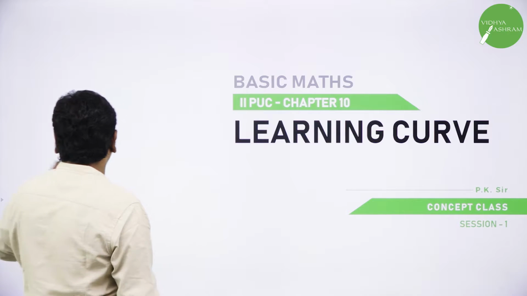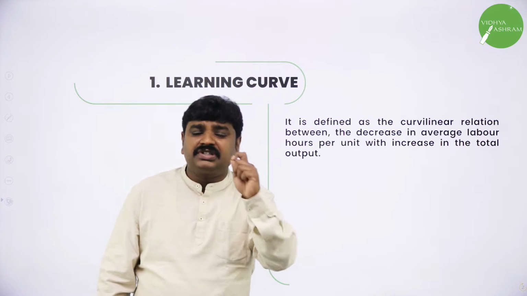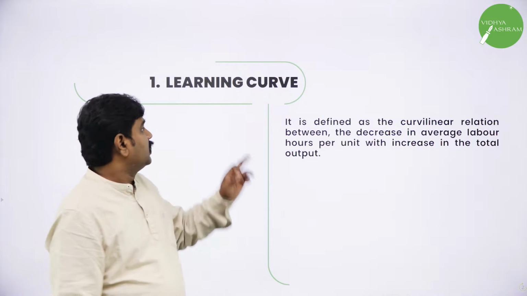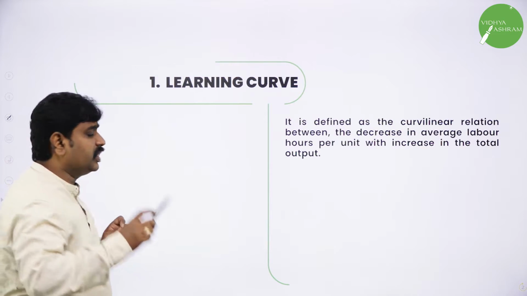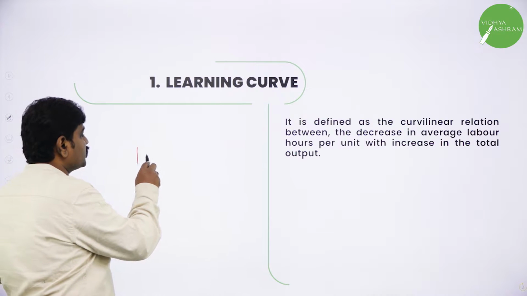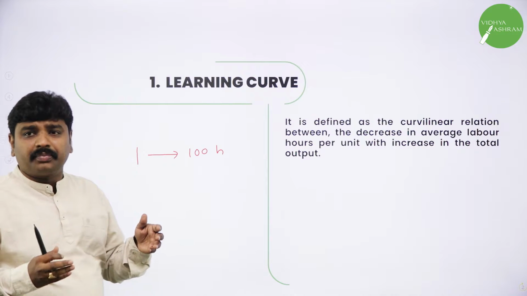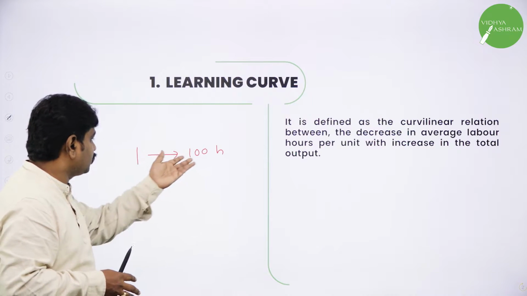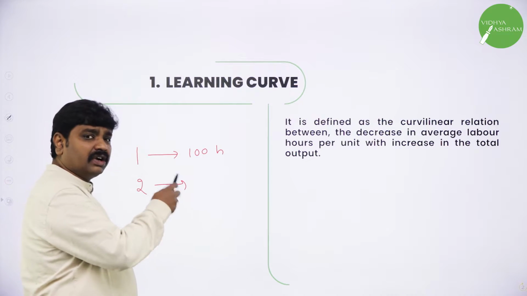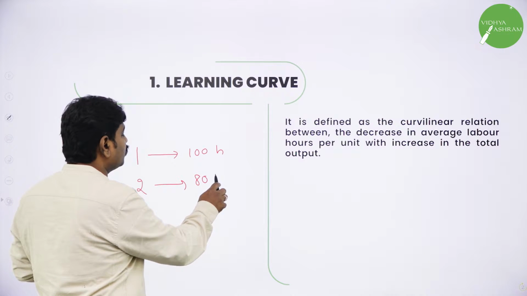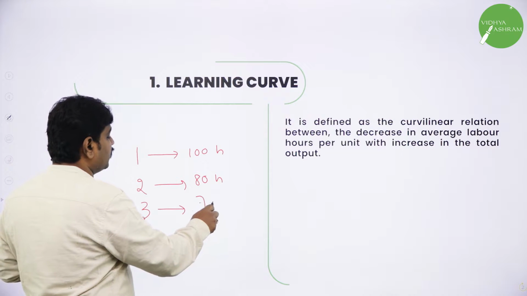Coming to the point, in this chapter first we will become thorough with the definitions. The very first definition we are going to study is learning curve. What is meant by learning curve? To produce any prototype, to produce the first unit we take, say, 100 hours. A manufacturing company, to produce the first machine it took 100 hours. The second machine will not take the same 100 hours because they have learnt it. So the second machine they will produce in 80 hours. The third machine, because of the experience, they will take just 70 hours.